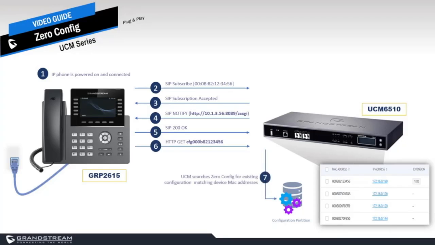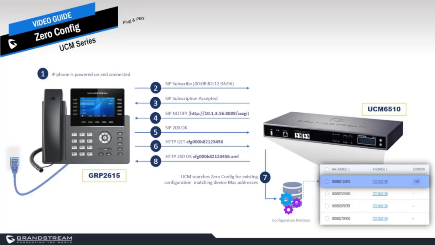The UCM will process the HTTP request for the config file by searching Zero Config for an existing configuration that matches the device MAC address. And when it finds that there is a configuration file for that specific IP phone, it will send it through HTTP in an XML format. So when the phone receives the XML config file from the UCM, it will automatically apply the configuration parameters and use the SIP information in the config file to initiate registration to the UCM using the assigned extension.